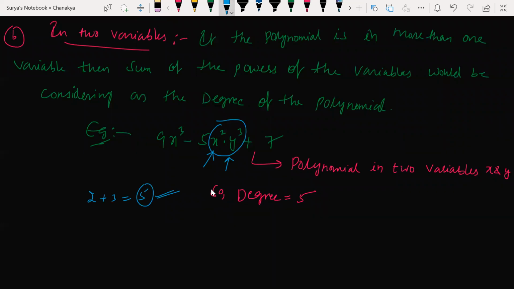We add the powers. Sir, in 9x cube, x has power 3, and y has power 3, so why can't we add them and have 6? They are not in one term. In a single term you have to consider. This is a separate term, this is a separate term, right? Yes, sir. Both are separate terms, you can't take it like that. In a single term you have to consider. Okay.